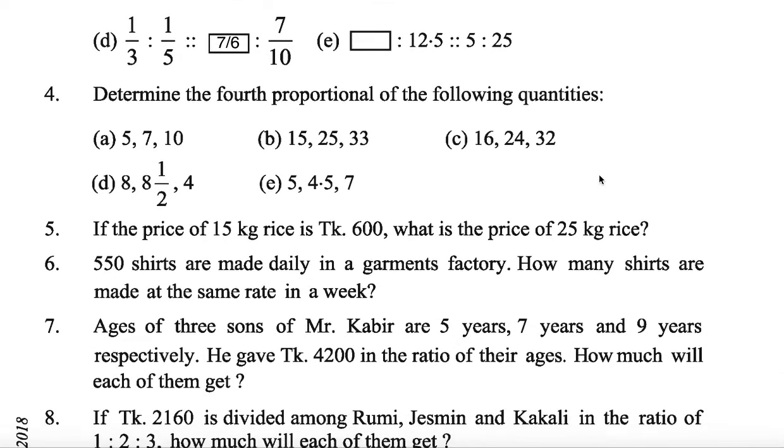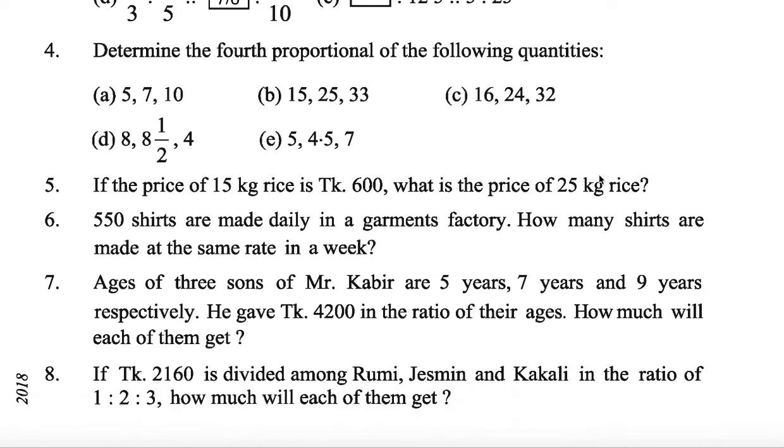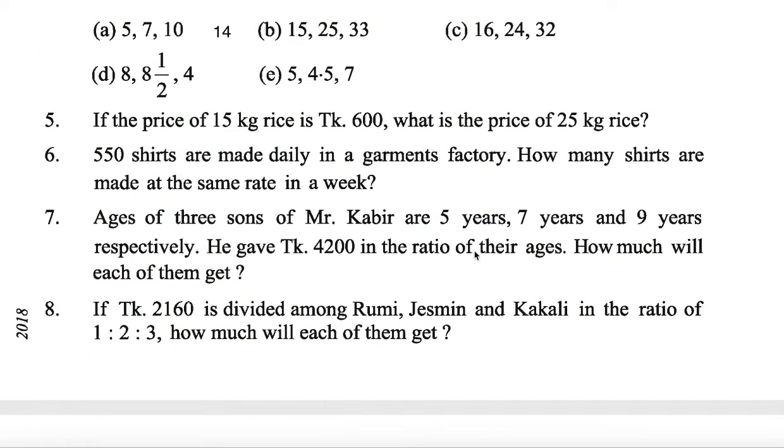Determine the fourth proportional of the following quantities. Okay, this into this equal to this into this. So fourth is equal to 70 by 5. 14. 14 is the answer for the first problem. Similarly, you proceed further to find out all the remaining problems.